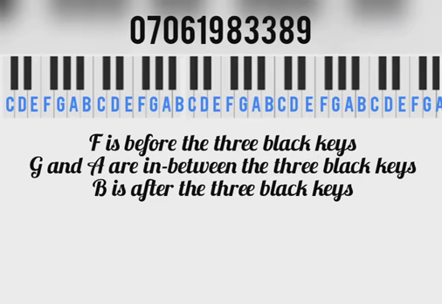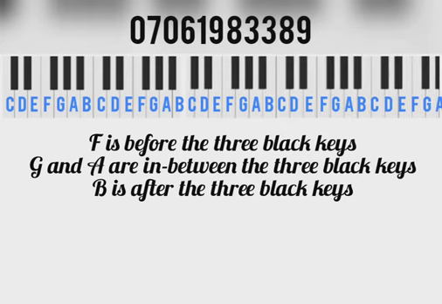F is before the three black keys. This rule applies to anywhere on the piano. G and A are in between the three black keys. G and A. Then B is after the three black keys. That's all. Once you memorize this phrase, it will help you to be spontaneous. So this is a homework for you.